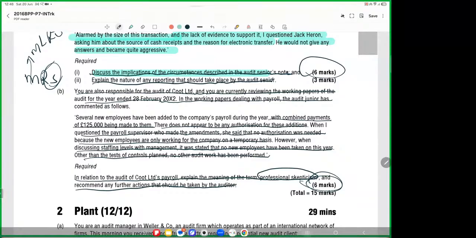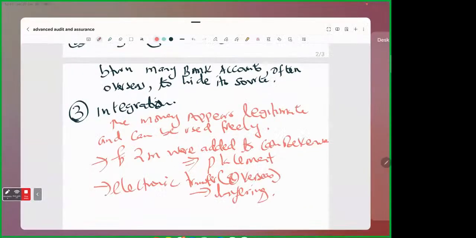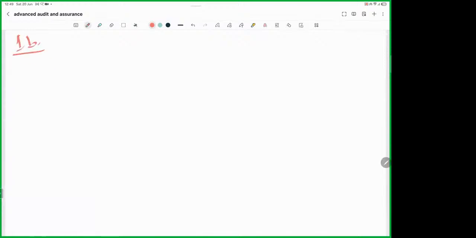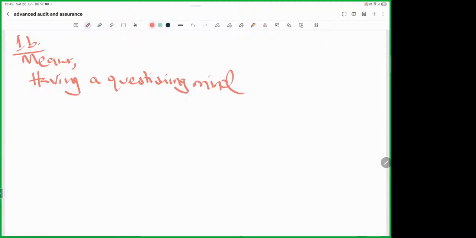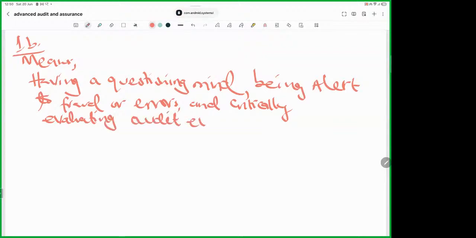We define what professional skepticism is. Professional skepticism means having a questioning mind, being alert to fraud or errors, and critically evaluating audit evidence before reaching conclusions.